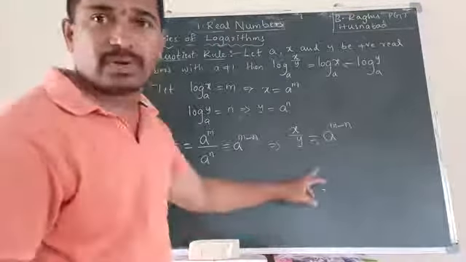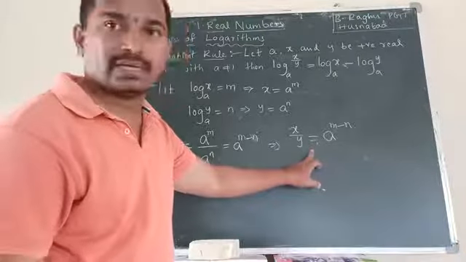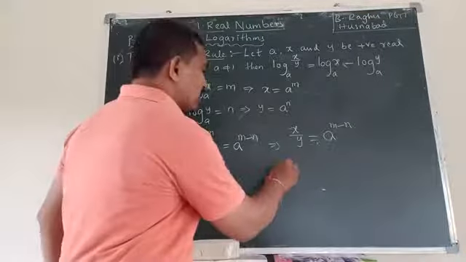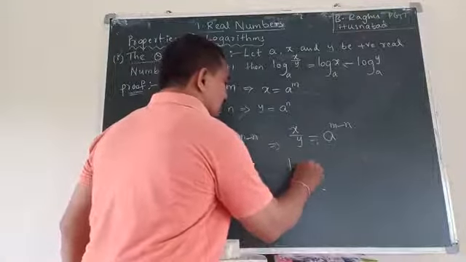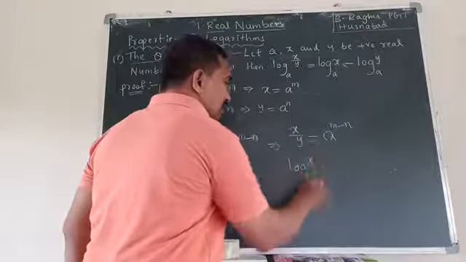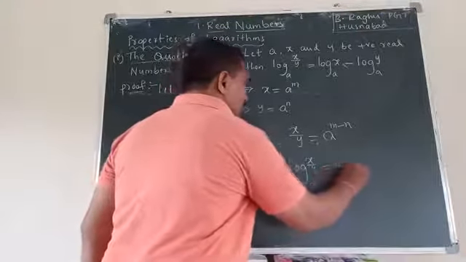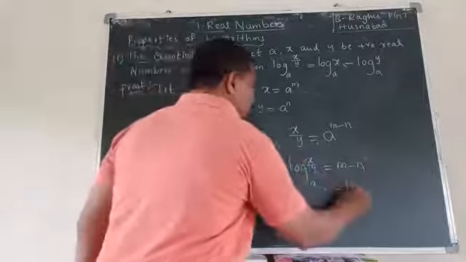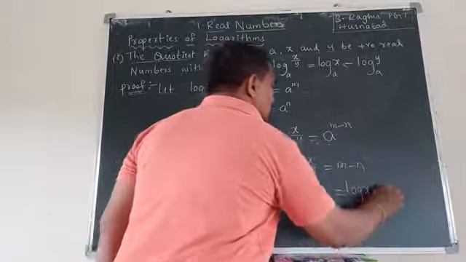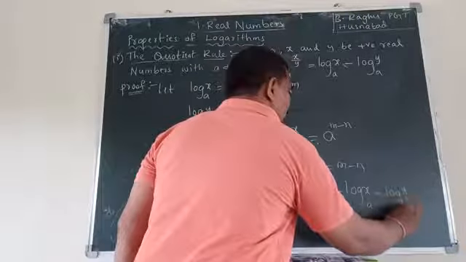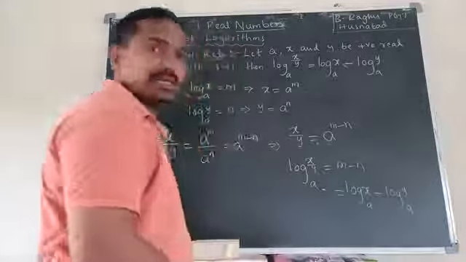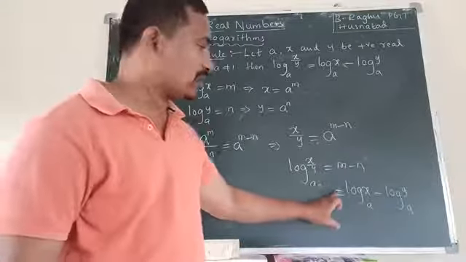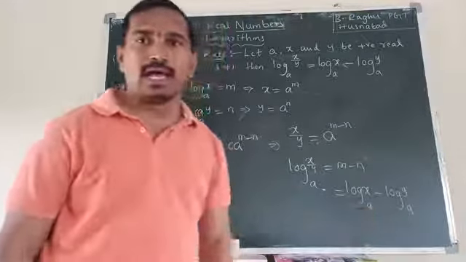This is in the exponential form. If you convert it into logarithmic form, we can write log x by y base a equals m minus n. What is m? Log x base a. Minus what is n? Log y base a. So log x by y base a equals log x base a minus log y base a.